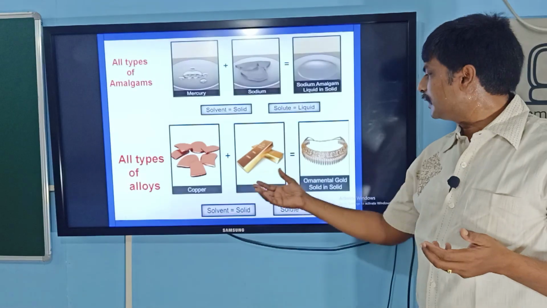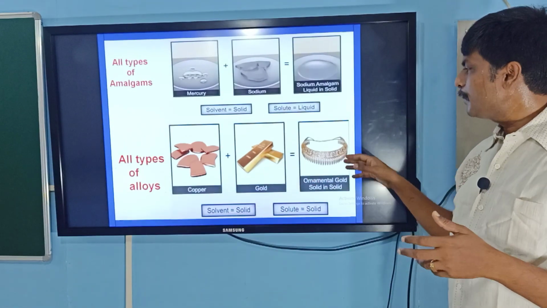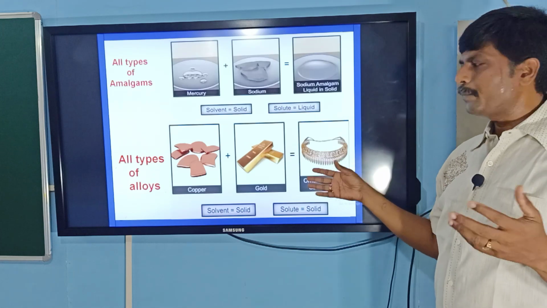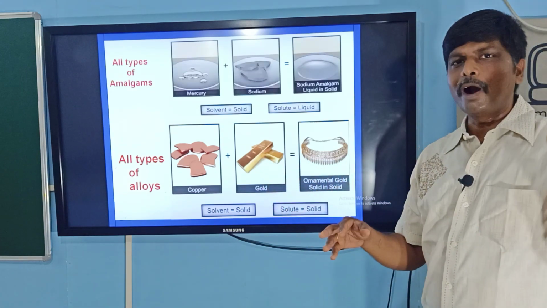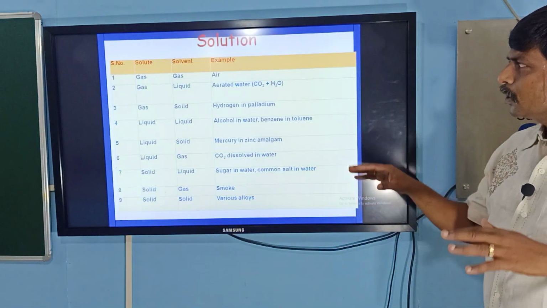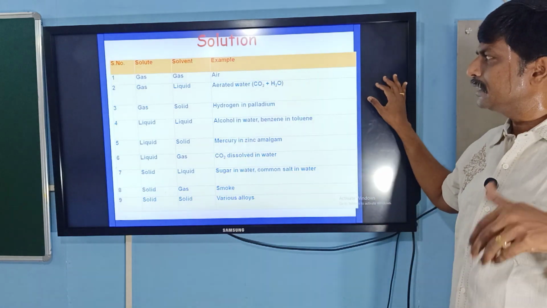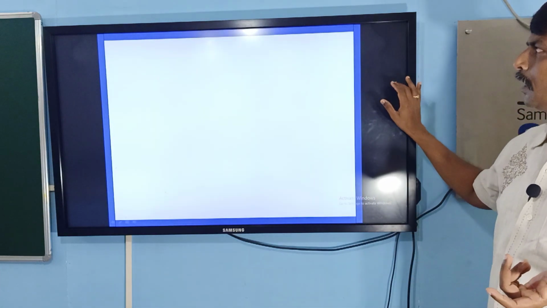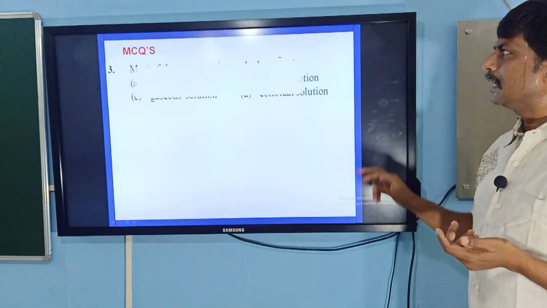You cannot prepare these ornaments by mixing copper and gold directly. How to prepare these ornaments? How to prepare alloys? You have to mix the two metals in molten state only. In molten state. So total 9 varieties I gave in the form of a table. You can see this table in your textbook also. Now we will see some MCQs related to this concept.